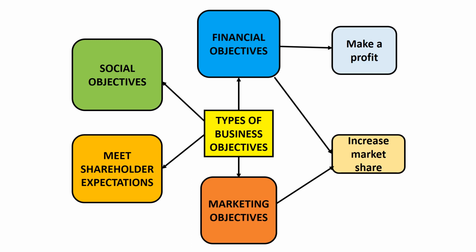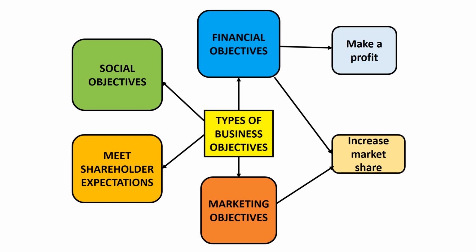The second type of business objectives is marketing objectives. A very important marketing objective is for a business to increase its market share. By increasing its market share, that is by selling more products to customers, the business will increase its revenue, which will hopefully lead to an increase in the business's profits. You can therefore see that the objective of increasing market share is both a marketing objective and a financial objective.